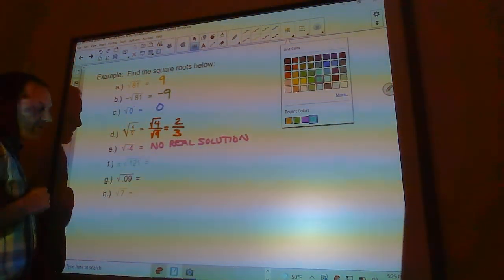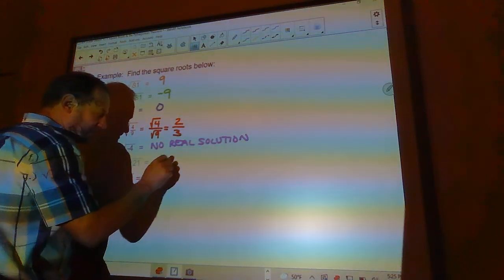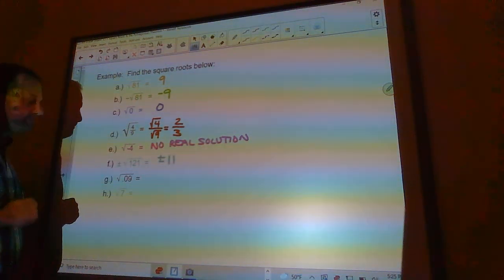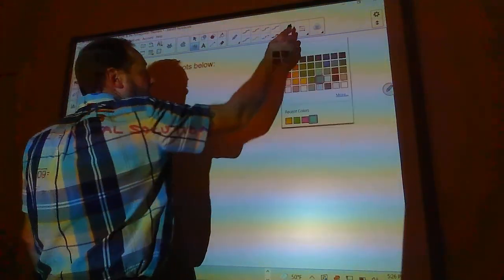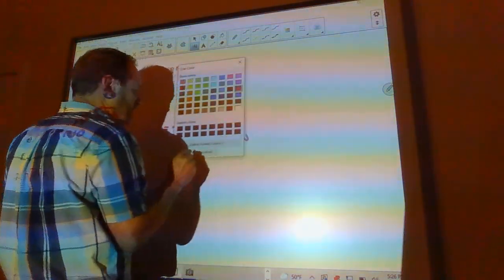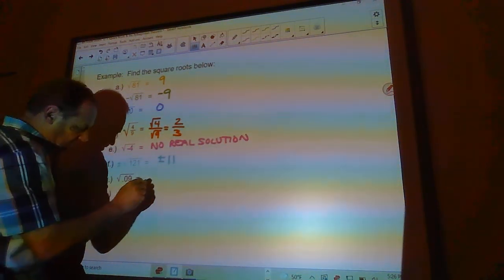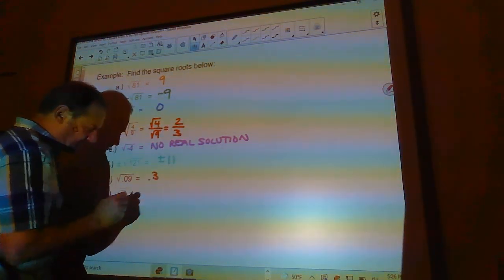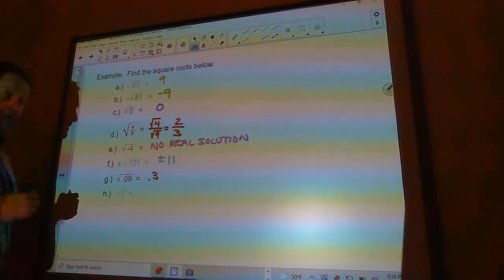Plus or minus the square root of 121. Well, the square root of 121 is 11, so this is going to be plus or minus 11. The square root of 0.09 is going to be 0.3, because 0.3 times 0.3 is 0.09.